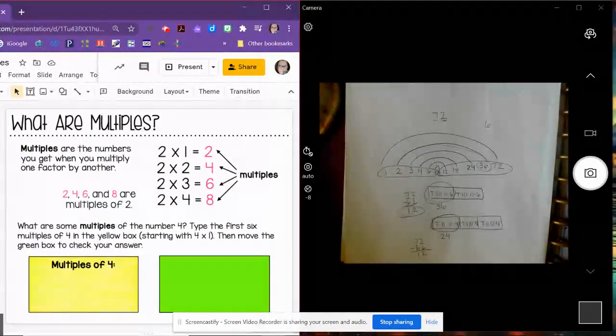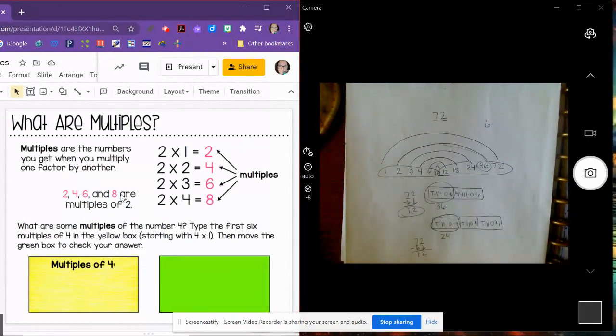All right, so this next part is multiples. So what are multiples? Multiples are the number you get when you multiply one factor by another. So we have 2, 4, 6, 8. I think multiples are super easy compared to factoring. Multiples is just simply skip counting. And also it's just the answer to multiplication problems.